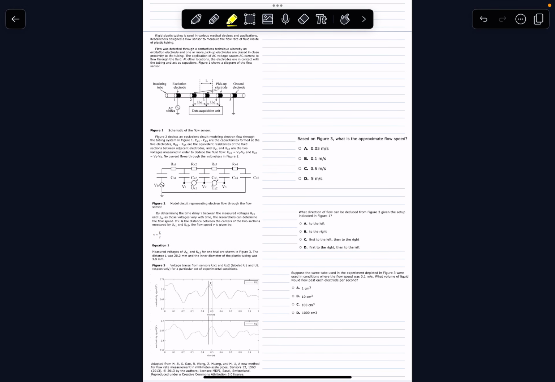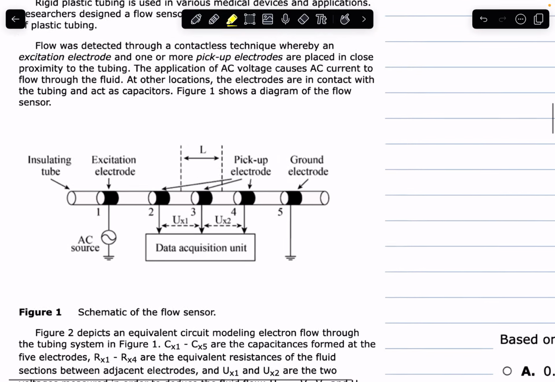Today we're going to do a physics passage. You're welcome to take a screenshot and give it a try on your own before we dive into this. We're first going to read the passage and do all three questions, right? So let's dive into this.